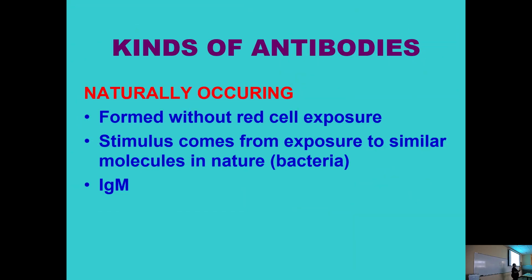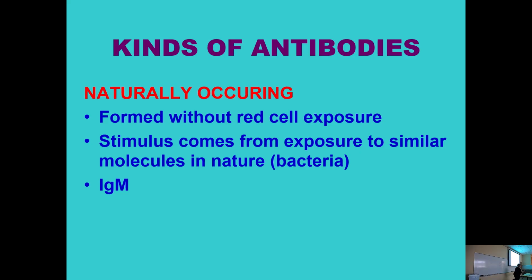Kinds of antibodies we're going to find. Naturally occurring, formed without red cell exposure. They happen because of exposure to similar molecules, like in bacteria. IgMs in particular are going to be naturally occurring. The most common naturally occurring IgMs are going to be your ABOs.